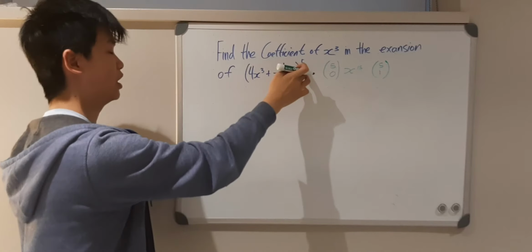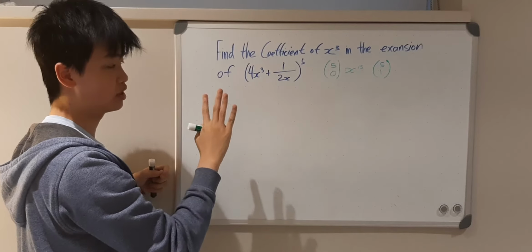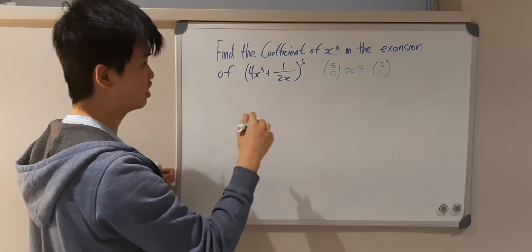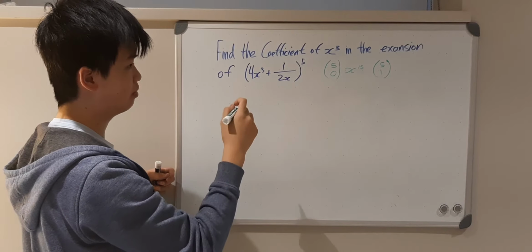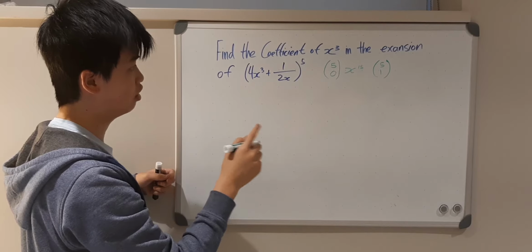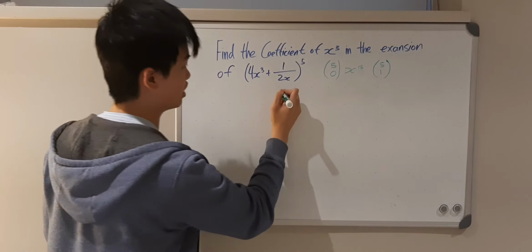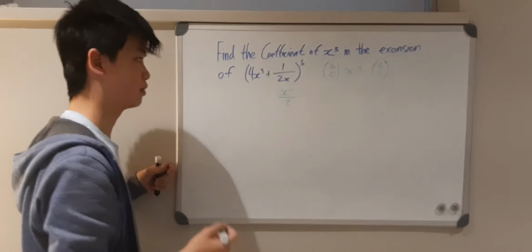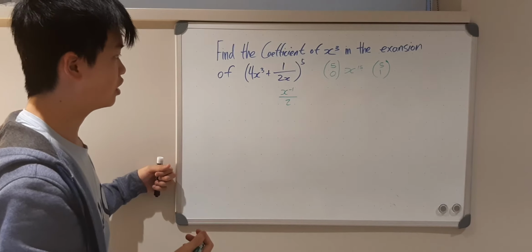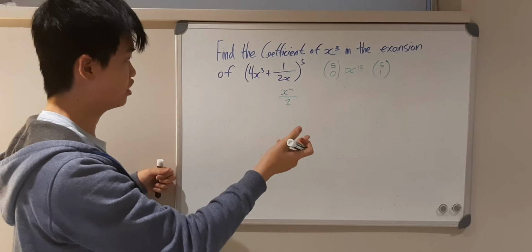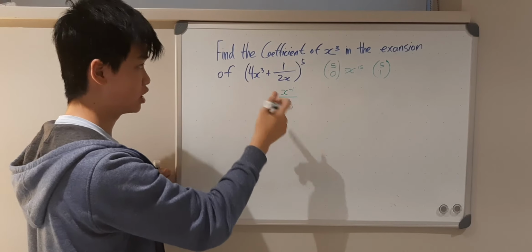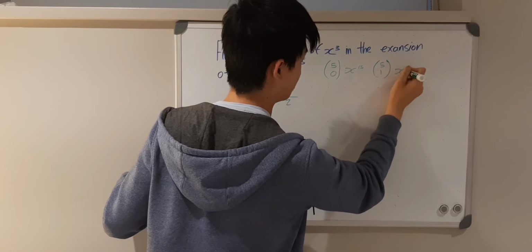Okay, now we can try 5, 1. So we would apply the power to this first term 4 times, and this term once. And 1 over 2x is the same thing as x to the minus 1 over 2. I'll write that down, x to the minus 1 over 2. So what we could do is we could just apply that. So that would be x to the power of 12 times x to the power of minus 1, x to the power of 11.